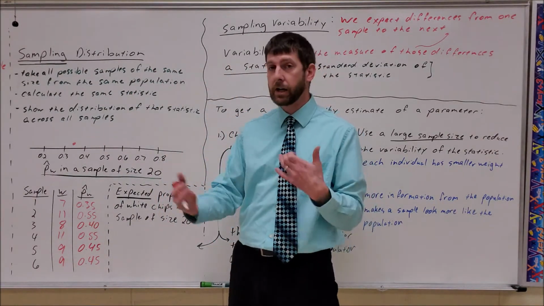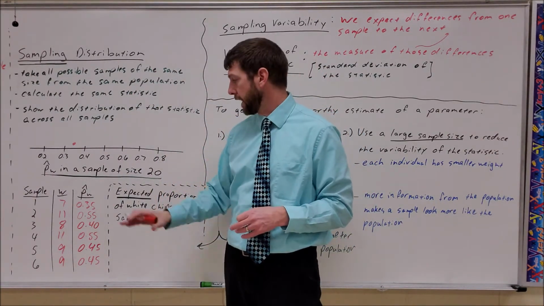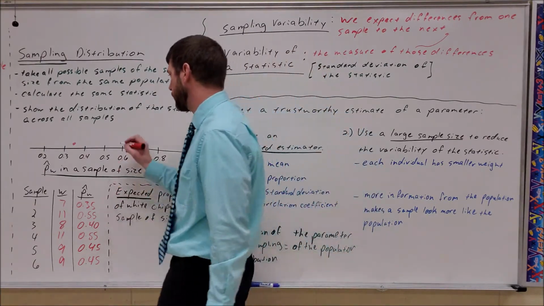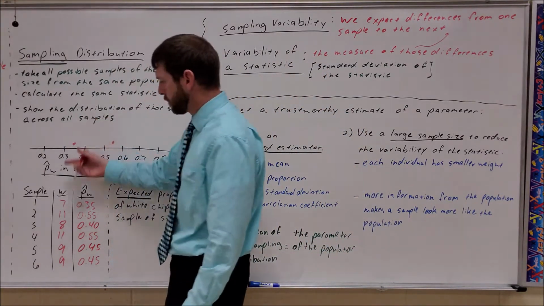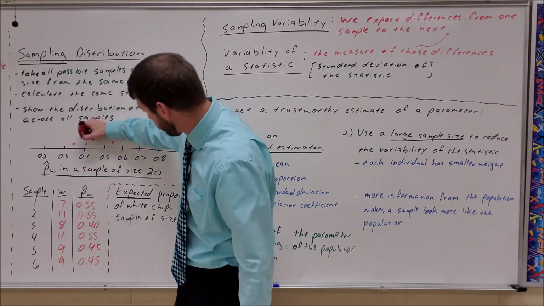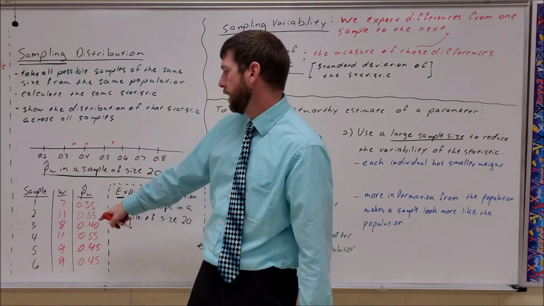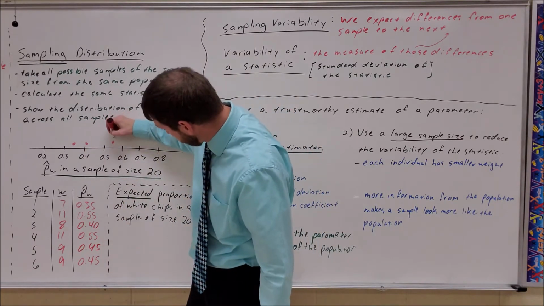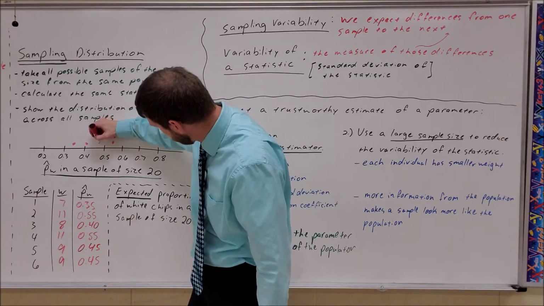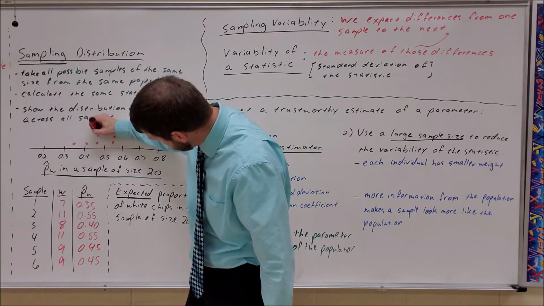Then I went through and I got another sample that had 11. And so that sample had 11 white chips in it, so that's 55% white. And then I just went through and did a different sample that was 8 chips, so they were 40% white ones. 11, again, got a different 11 to get 55% white chips. Then I had a couple of chips at 9.